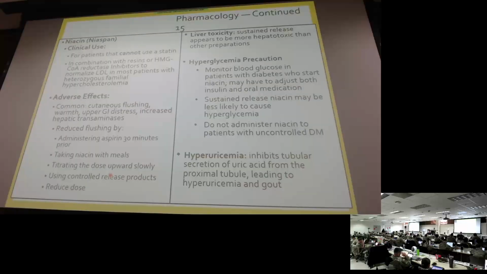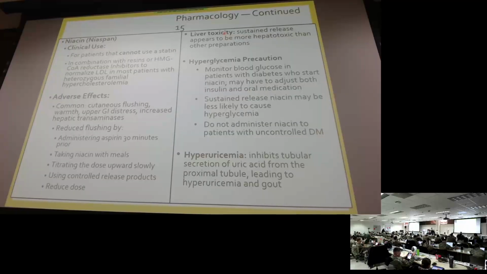Titrating slowly, that is definitely a must whenever you're giving this to a patient. You have to start low and go slow so that their body gets used to it before you just hit them with their full dose of niacin that they would need. And then, of course, if they still can't tolerate it, decrease the dose. Potentially, you might have to stop this med and put them on something else, right? Liver toxicity, we get the benefit of decreasing the side effects of the flushing and all that with the controlled release. But we now see that we can increase the risk of liver toxicity.